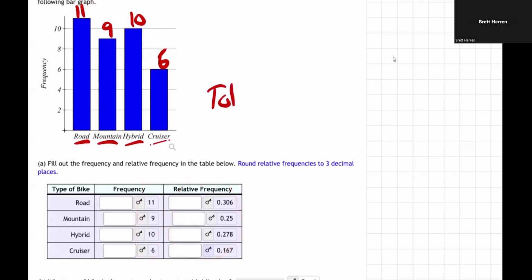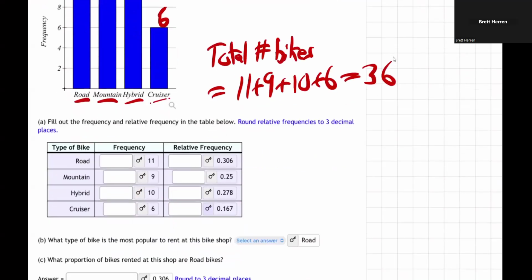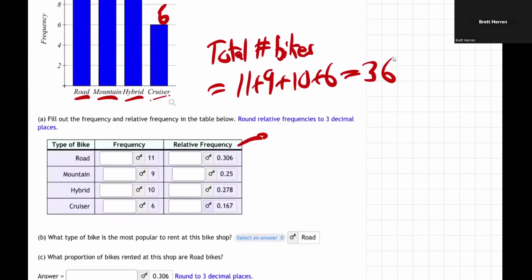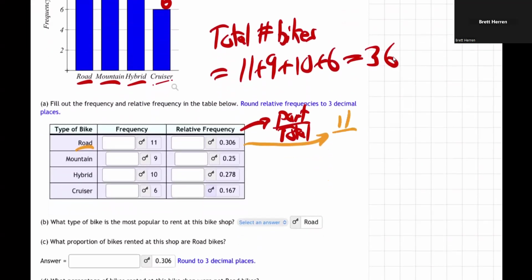Well, you got to add up the total number of bikes. And that's going to be whatever 11 plus 9 plus 10 plus 6 is, which is 36. Okay. And then relative frequency, that always means the part over the total. So for the first one, which is road bikes, how many road bikes? 11. 11 road bikes over 36 total. Divide that in your calculator.